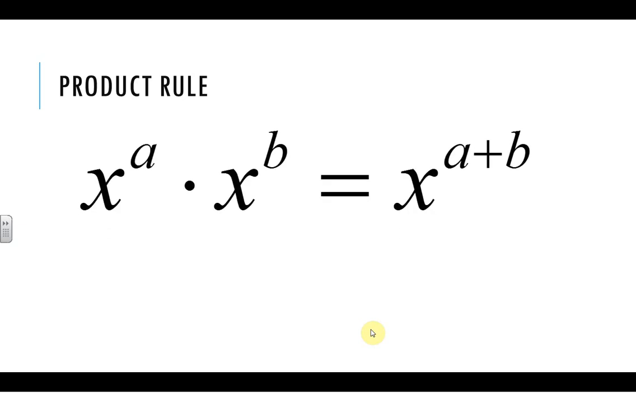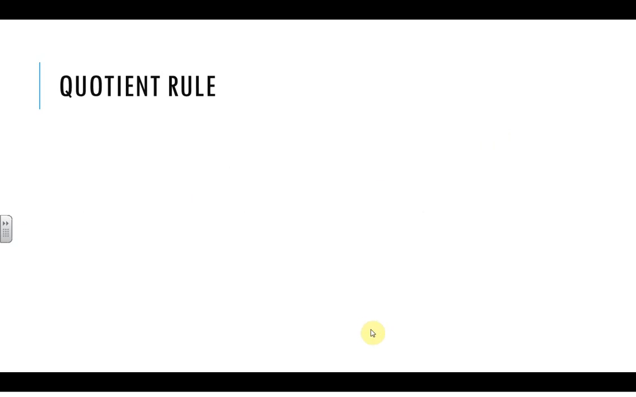So, product rule. Now, these are all also in your introductory packet, but we're putting them all together here. It doesn't hurt to go over them. When you are multiplying two bases that are the same, so in this case x and x, you are going to add the exponents.